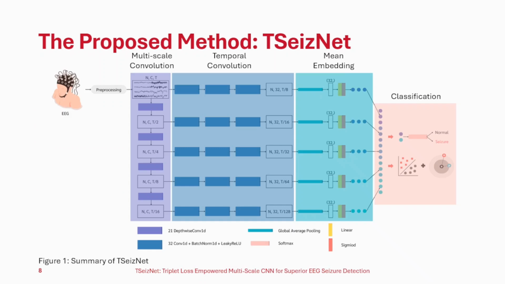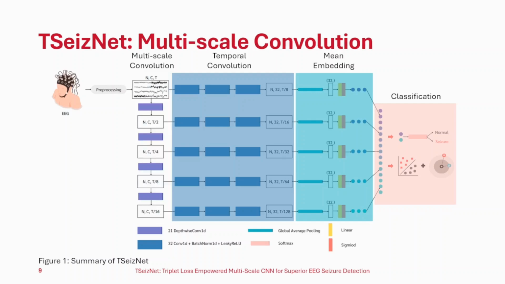So we come to the main proposed method, which is TSeizNet. TSeizNet has 4 main components. The first one is the multi-scale convolution block. To reduce the data preprocessing, we implement multi-view learning by implementing multi-scale CNN. It consists of 4 layers of depth-wise convolution. So each filter is dedicated to one EEG channel only.